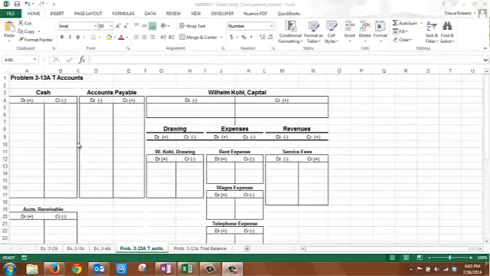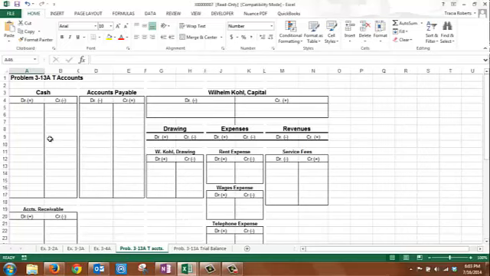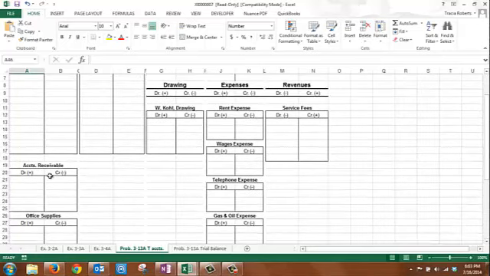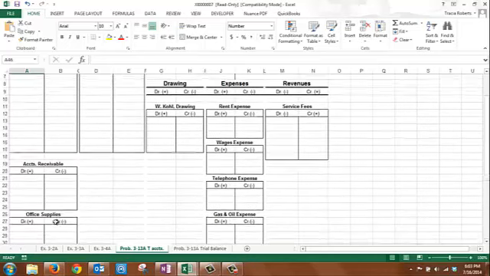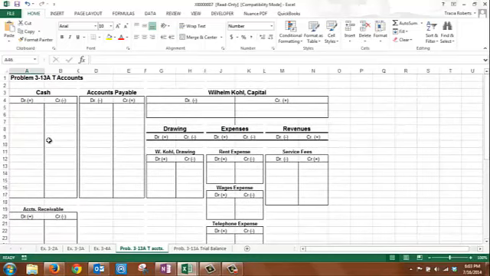Problem 3-13A, T-Accounts. This deals with each type of T-account that will then be totaled and moved to the trial balance. So when we're looking at this first set of columns, we have all assets: our cash account, accounts receivable, office supplies, prepaid insurance, equipment, and van. These are all asset accounts, and when we want to increase those, we must do a debit, and when we want to decrease them, we do a credit.